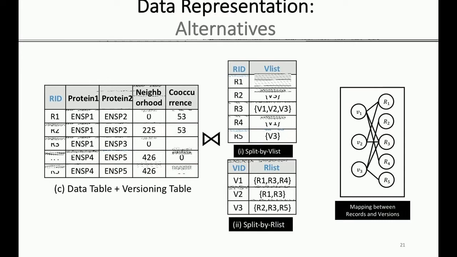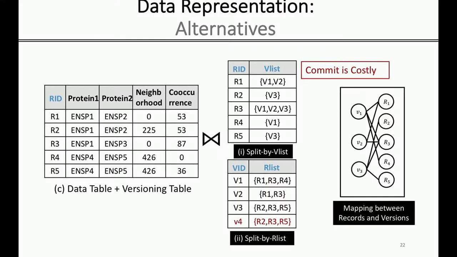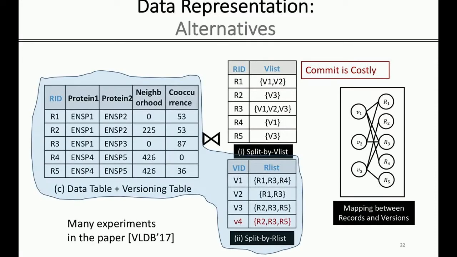So the first one also suffers from costly commit because it is similar to the combined table in the previous slide. But for the second one, when you want to commit a new version, you only need to insert one more tuple here with the version ID and its associated record list. So we eventually choose split by R list as our data model. And we conducted experiments and verified that split by R list has the best performance in terms of the storage and the commit time.